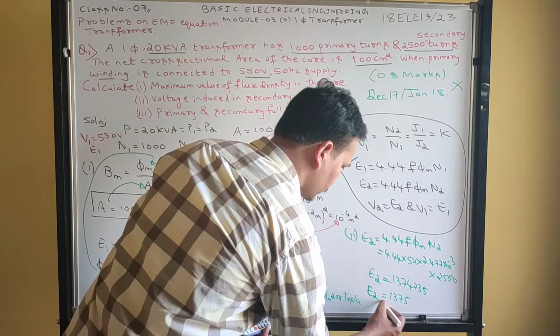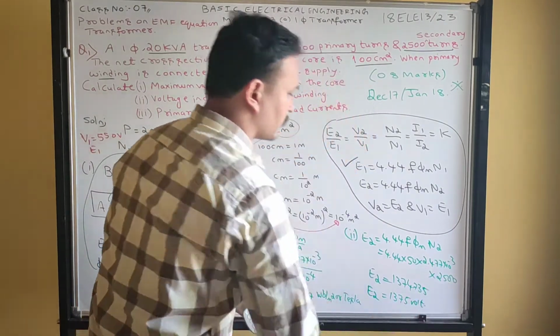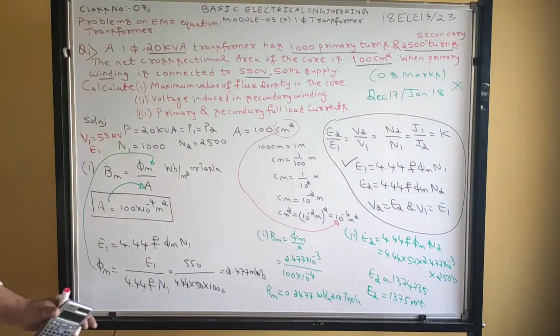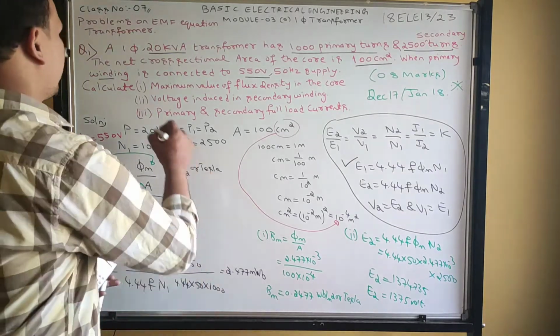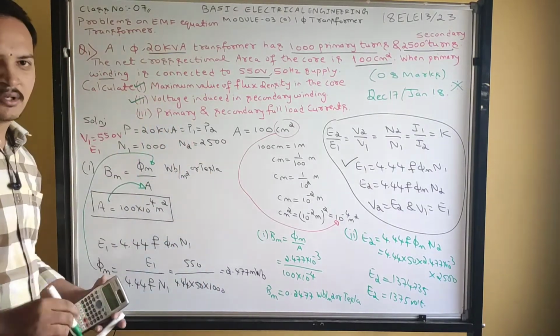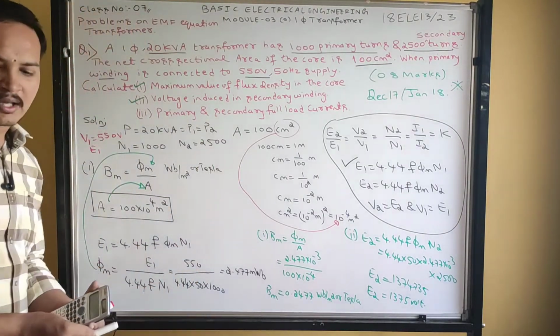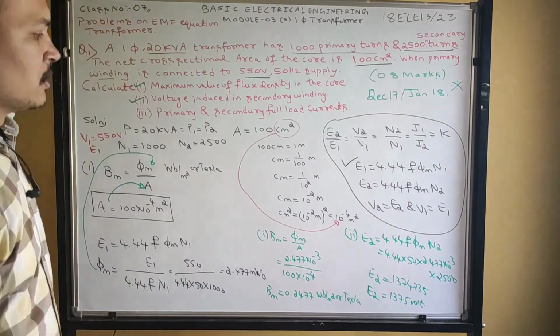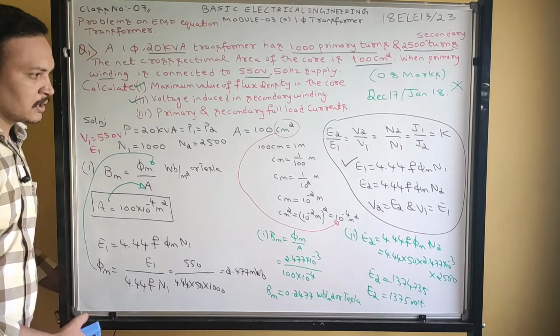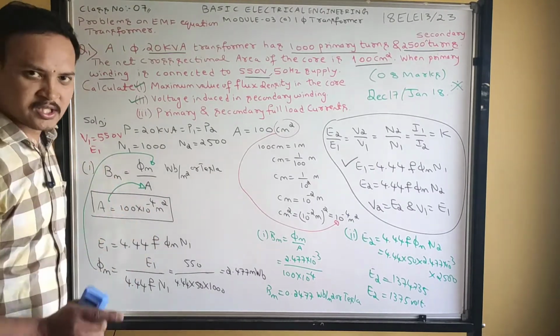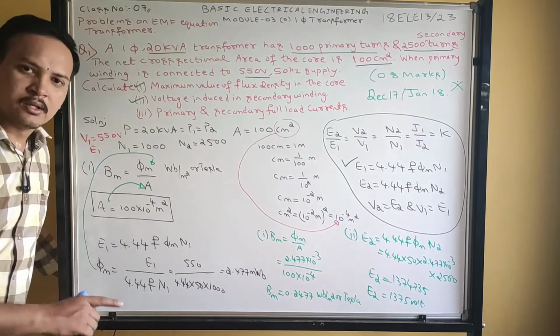So the secondary induced voltage will be this much, 1375 volt. Okay, we have done the first and second questions. What is the last question? The primary and secondary full load currents, that we can solve. Guys, please pause the video and copy down this entire solution.